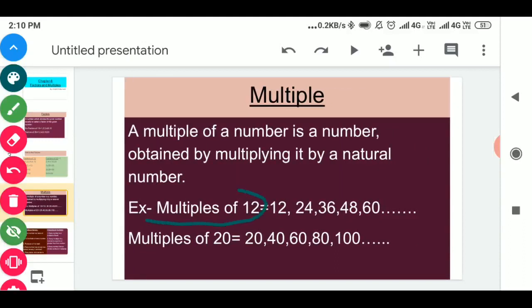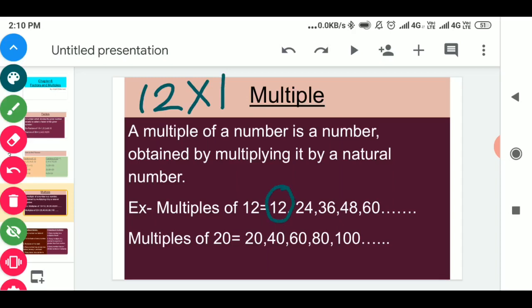To find the multiples of 12, according to the definition, to find the multiple of any number, we will multiply that number by a natural number. So, to find the multiple of 12, we will multiply 12 by any natural number. To find the first multiple of 12, we will multiply 12 by 1. We will get the first multiple, that is 12.